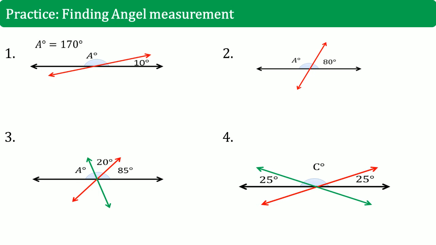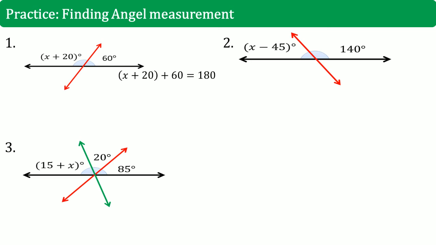Number 1, we see that angle A is 170 degrees. Number 2, angle A is 100 degrees. 3, angle A is 75 degrees. And 4, angle C is equal to 130 degrees. And in every single case, if you add up those angles on that line, it makes 180 degrees.